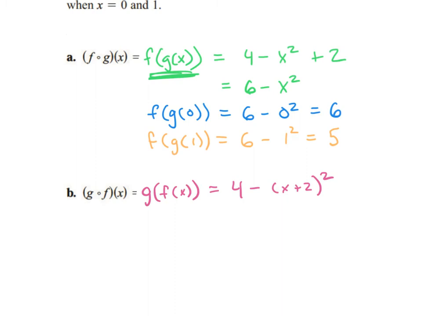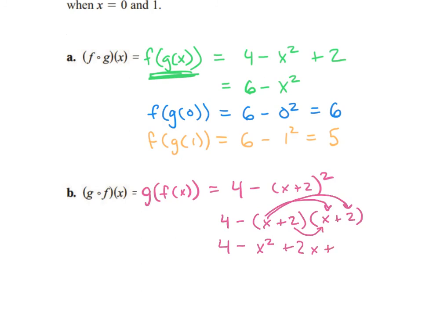And now we can simplify this equation. Since we have a binomial that's squared, we would need to FOIL. So this is x plus 2 times x plus 2. We multiply our first terms together, get x squared, then our outsides, then our insides, and then our last terms. And then we simplify. Oh, but I almost forgot.